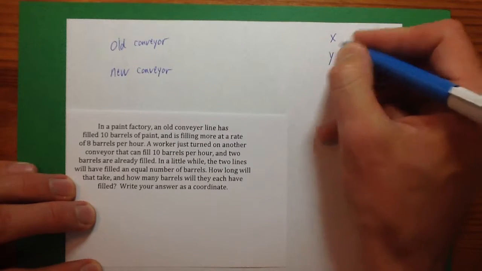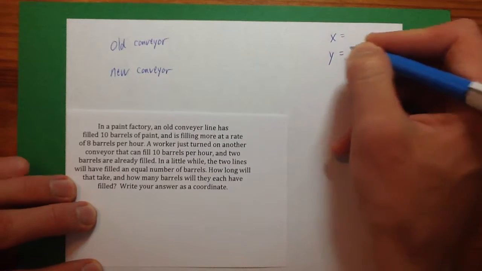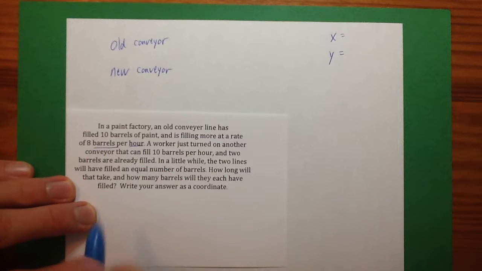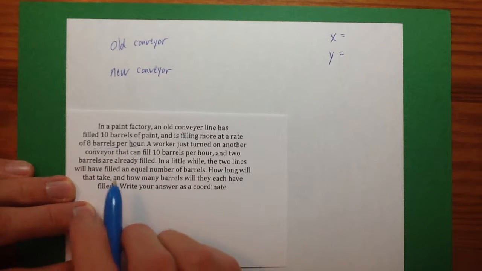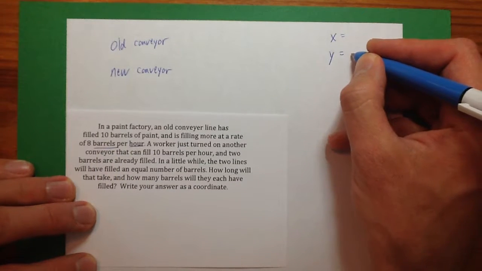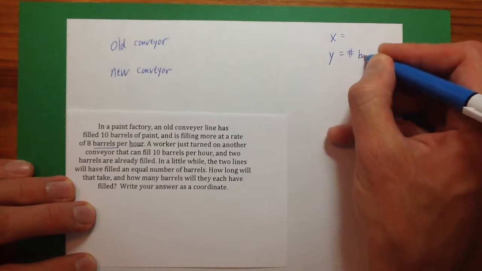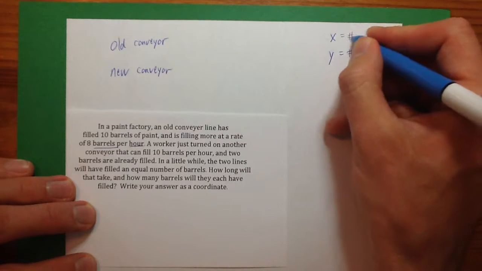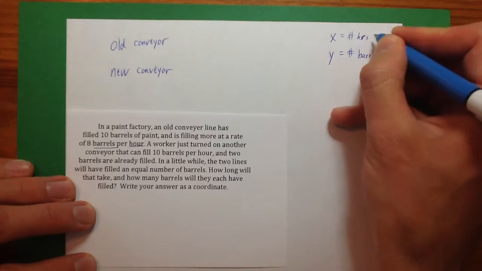We have an x and we have a y, and we're going to let x be, let's see, is it going to be hours or is it going to be barrels? Well, since barrels depends on hours, barrels is the dependent variable, therefore barrels is y. So this is going to be the number of barrels. And x is going to be the number of hours. I abbreviated that a little bit.